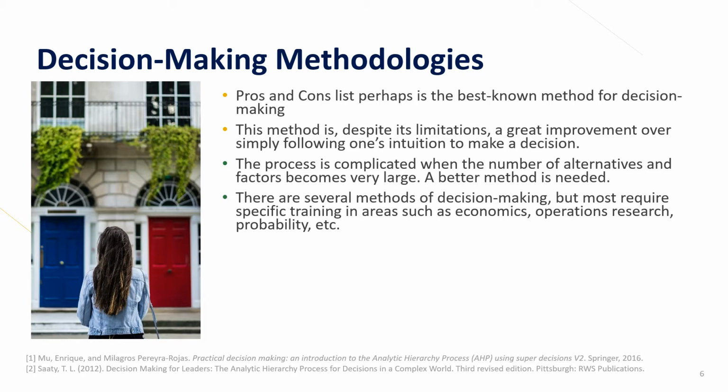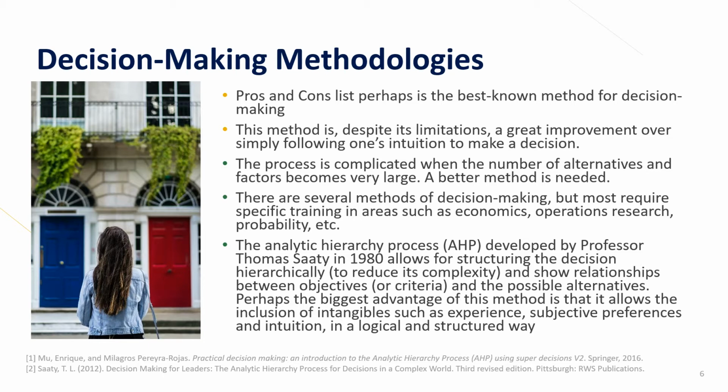There are several methods for decision making, like we discussed earlier, goal programming, or the ones that we will discuss later, like TOPSIS or ELECTRE. They need some specific training in each field, like economics, OR, and statistics, probability and so on. And in 1980, Professor Thomas Saaty proposed what has now become one of the popular decision-making methods, so-called AHP.